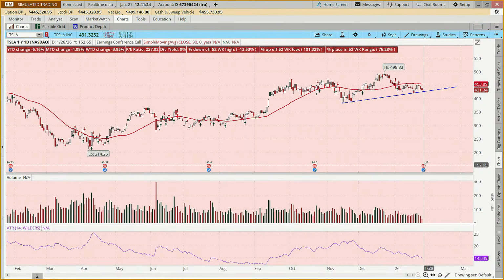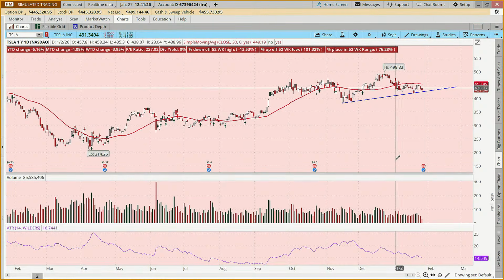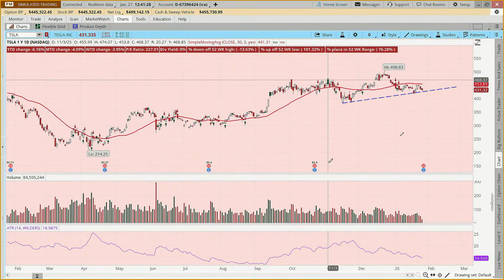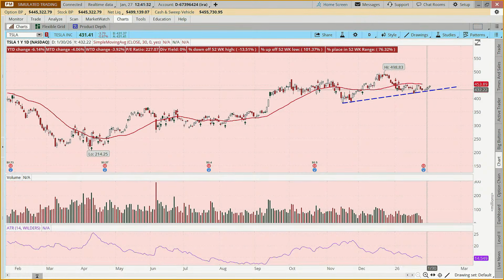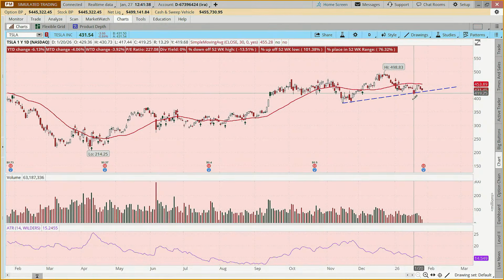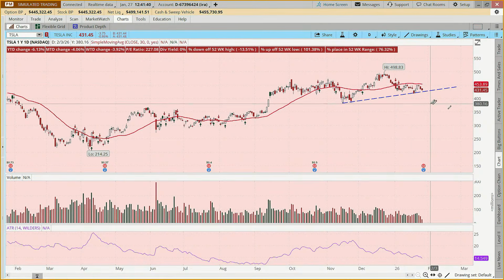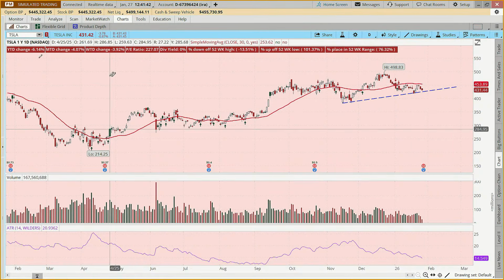So the patient person might say, one, I've got earnings coming up. Who knows what will happen there. And I want to see that this support level holds. So I'm going to be patient and wait to see this bounce before I consider placing a trade. And if it breaks to the downside, then you might want to place a bearish trade. Okay.